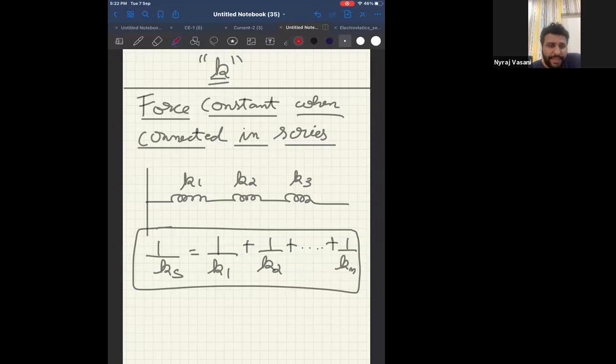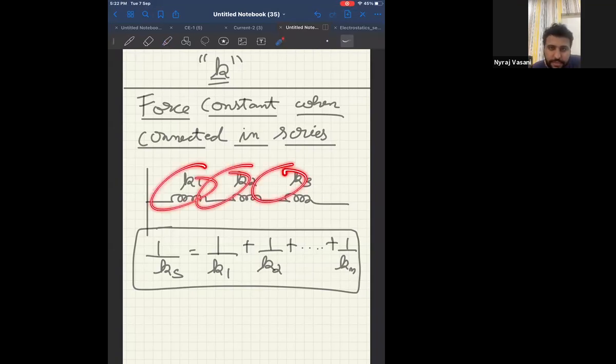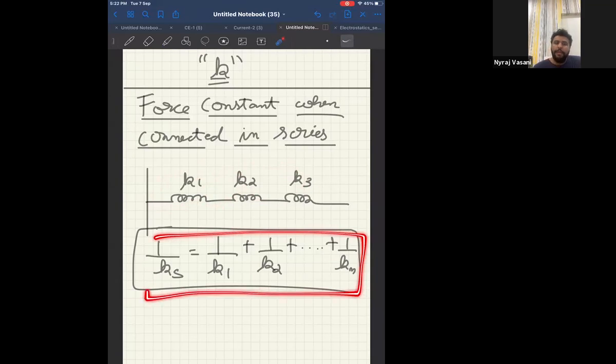F is equal to minus Kx. Now like that, if many systems are connected in series, for example, look at the screen. I have K1, K2, K3, a lot of systems connected in series. Then my equivalent constant is given by this formula: 1 by Ks is equal to 1 by K1 plus 1 by K2.